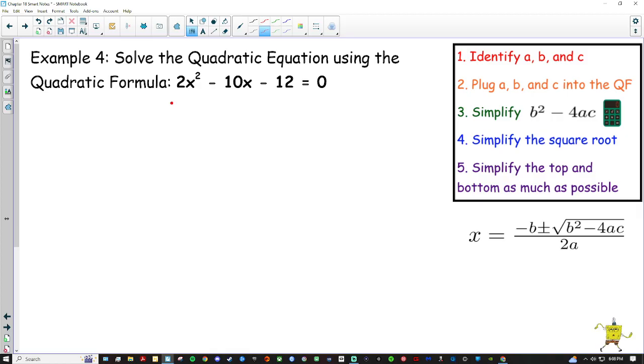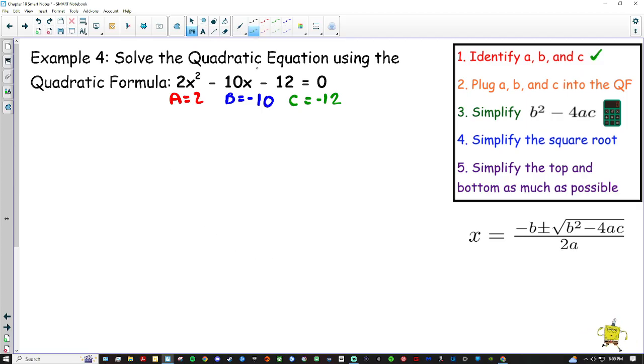In this problem, our a is 2. Our b value is -10, and our c value is -12. Okay, so that's our first thing we want to do. We want to identify a, b, and c. These are what we use in our quadratic formula. Next, we're going to plug a, b, and c into our quadratic formula below.